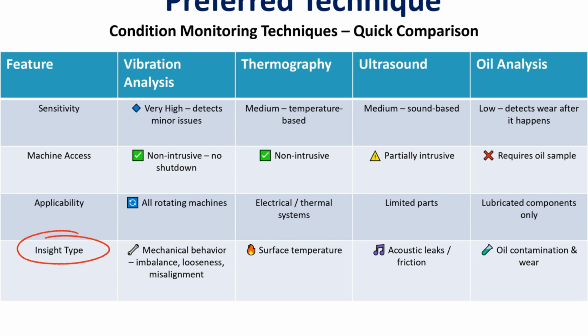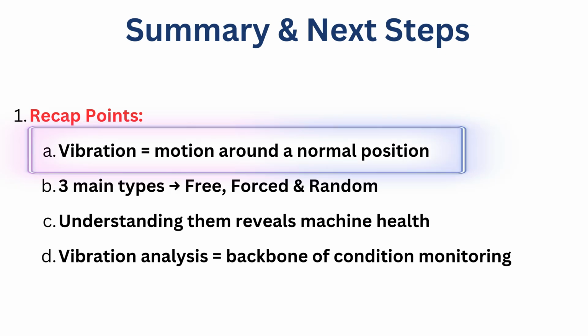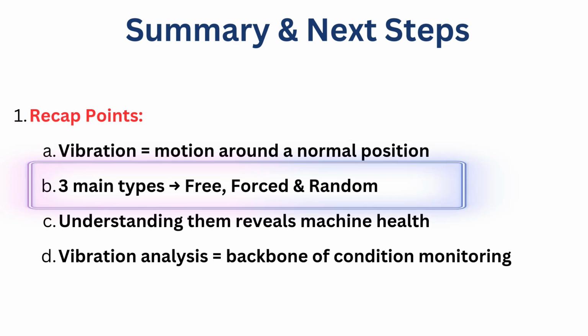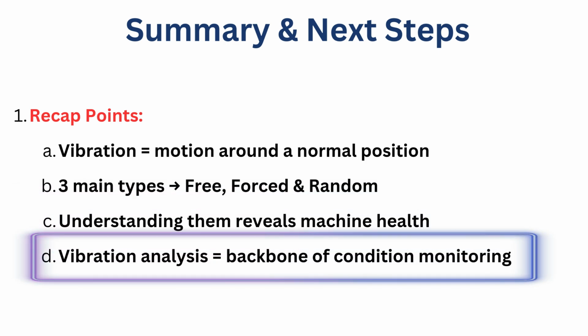Okay, so let's summarize this video. We discussed what vibration is, a simple back and forth motion. We also discussed the three main types of vibration: free vibration, forced vibration, and random vibration, and how these help us interpret machine behavior. And lastly, we discussed why vibration analysis is considered the backbone, a very important part of the condition monitoring program.